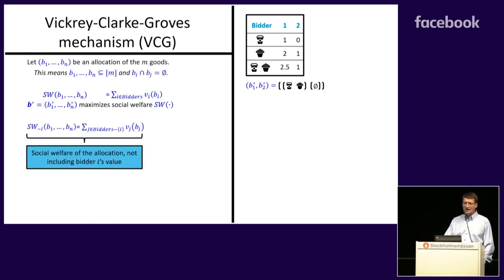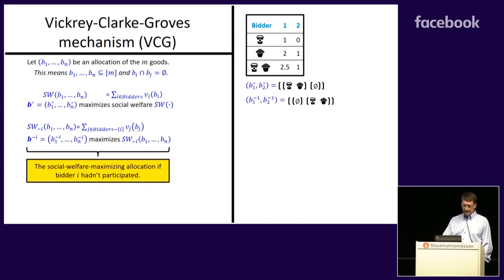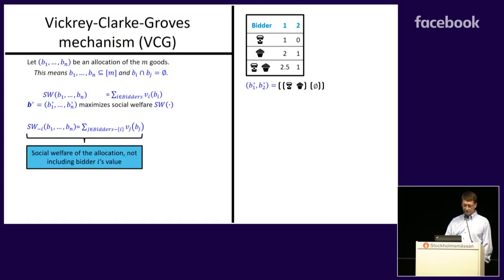SW minus i is the social welfare of an allocation not including bidder i. So how well off are the other bidders in the allocation? And B minus i is the notation for the social welfare maximizing allocation if bidder i hadn't participated. So if bidder i hadn't submitted any bids, had stayed at home, the other guys would have won more things. And what would that allocation have been?